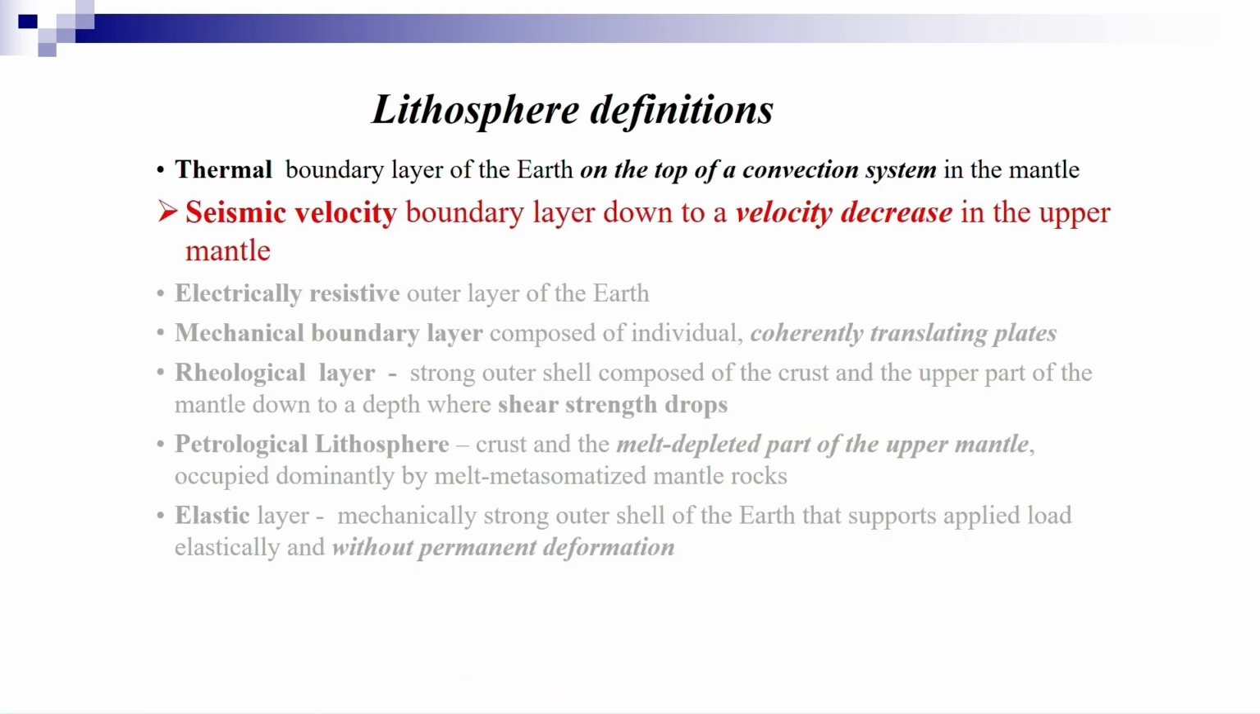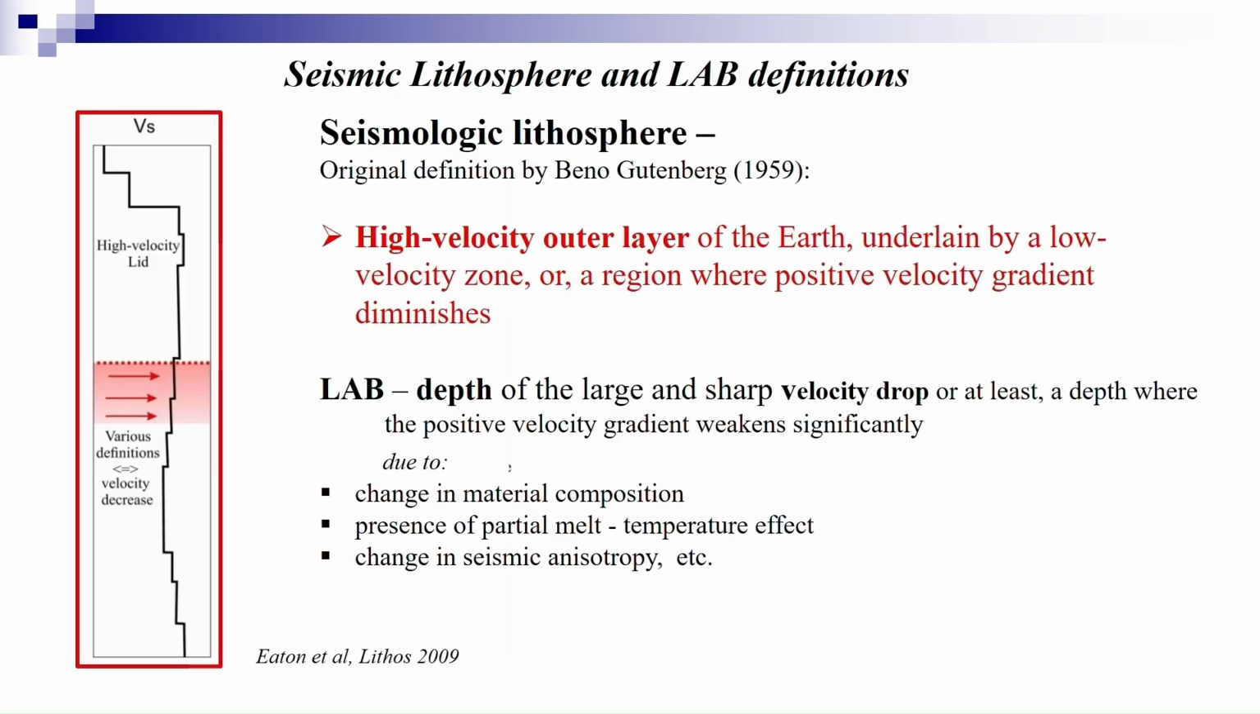In seismology, the lithosphere is defined as the seismic velocity boundary layer down to a velocity decrease in the upper mantle. The original definition of seismic lithosphere comes from Beno Gutenberg. It says that the lithosphere is the high-velocity outer layer of the Earth underlain by a low-velocity zone or a region where the positive velocity gradient diminishes.